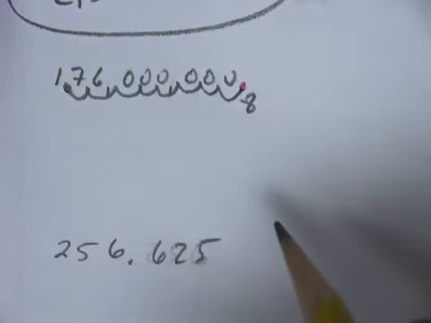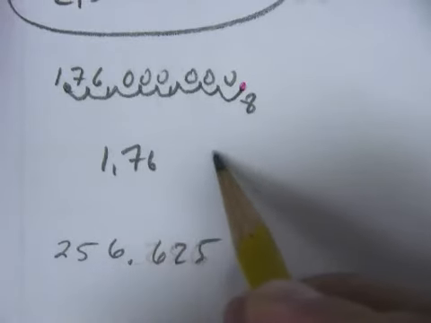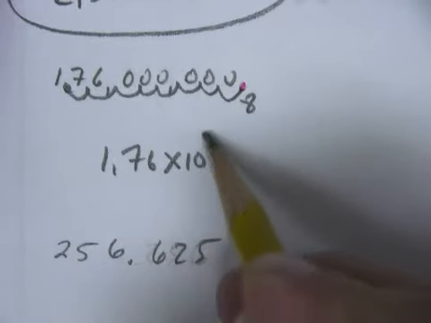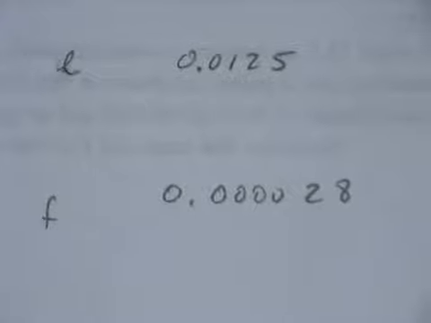I moved it 8 times. That'll be my new exponent. So it's 1.76, we don't need the rest of the zeros, times 10 to the 8th. And there it is. Let's go over here. Let's look at this one. I'm going to look at E and F.